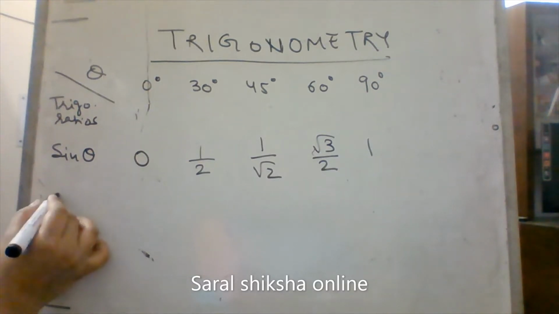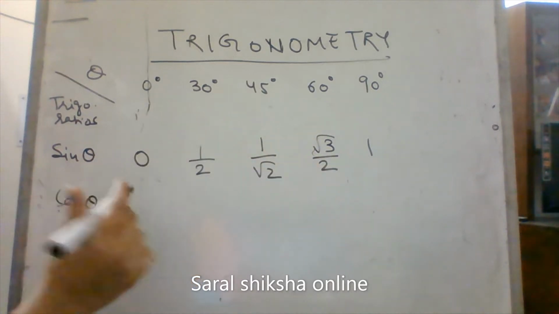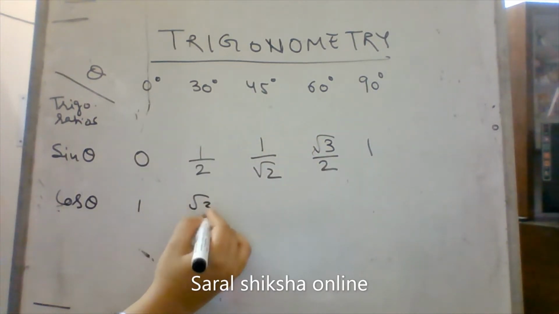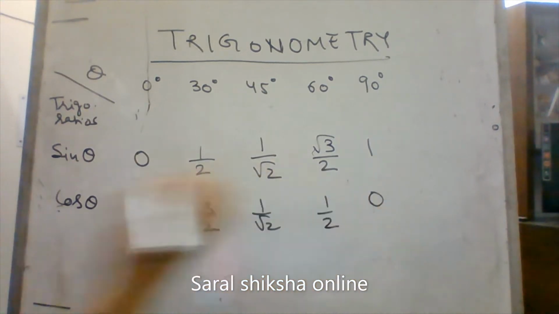Cos theta will be just these numbers in the reverse order. So that will be 1, root 3 by 2, 1 by root 2, 1 by 2 and 0.